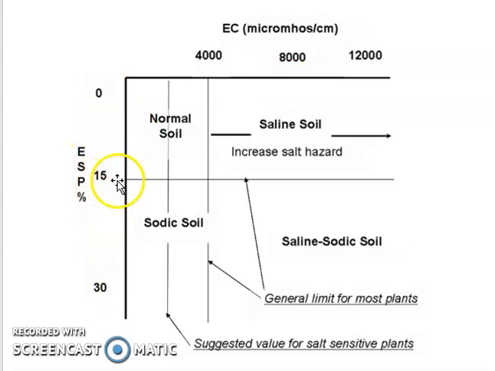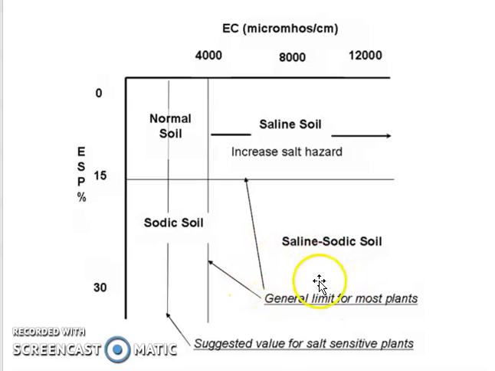If ESP is more than 15, it can be considered sodic. So if the EC is less than 4, or 4000 micro, and ESP less than 15, the soil is normal, non-sodic and non-saline. If the salinity is more than 4 and ESP less than 15, the soil is saline. Here the EC is less, however ESP is more, so here is sodic, while here is saline sodic soil.